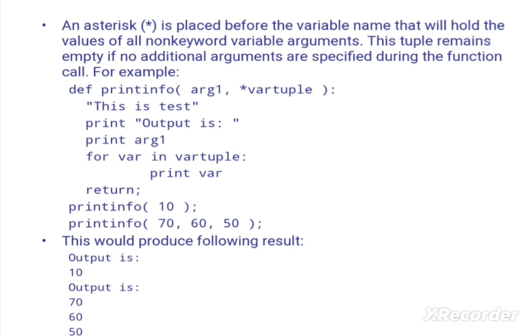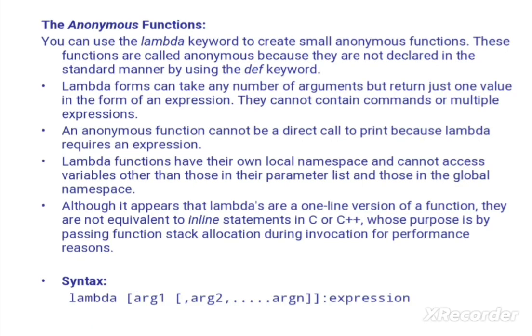Here is an example. For example, def print info, argument 1, asterisk variable tuple. This is a test. Print output is print argument 1. So here we are using a for statement also. The print info function will produce the result: first it will show the value 10. Then the second print info call will show the result 70, 60, then 50.